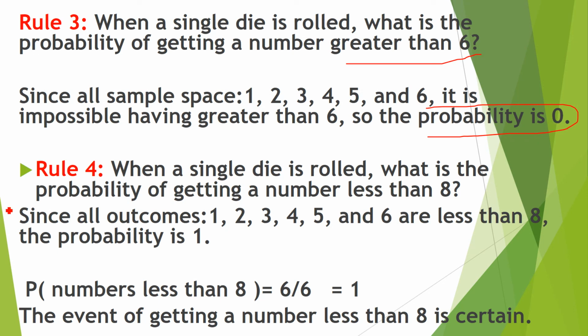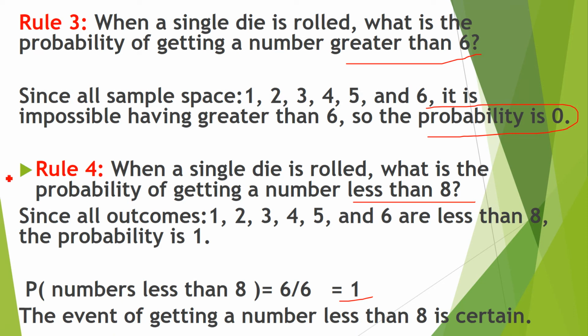Since all the sample space is mentioned here, it is impossible to have a number greater than 6, so the probability is 0. Now, if the event is certain, probability should be 1. When a single die is rolled, what is the probability of getting a number less than 8? All numbers on a die are less than 8. So when we make the total, 1 over 6 plus 1 by 6 plus 1 by 6, at the end we will get 1. So the probability of a number less than 8 is 6 over 6, which is equal to 1. The event of getting a number less than 8 is certain.